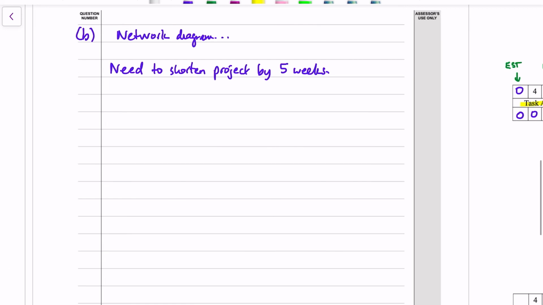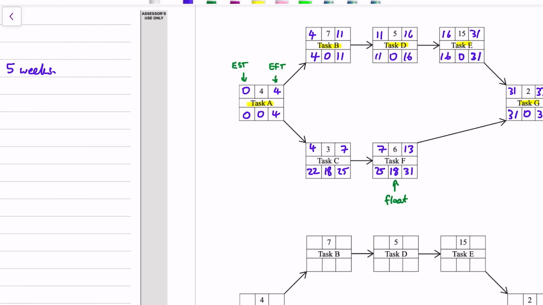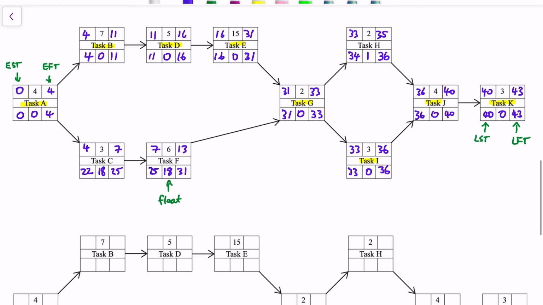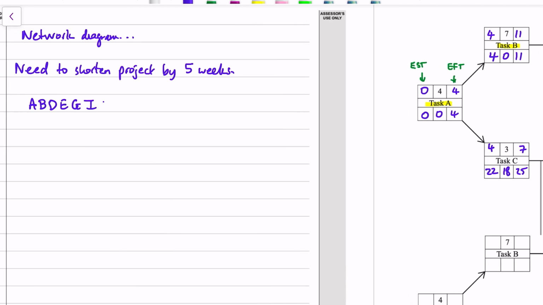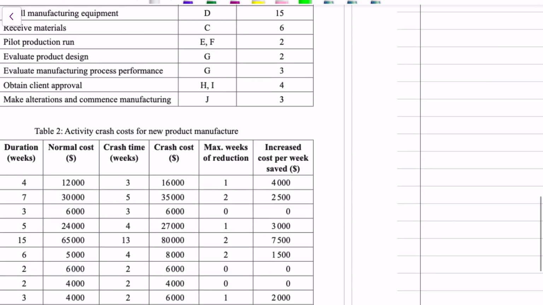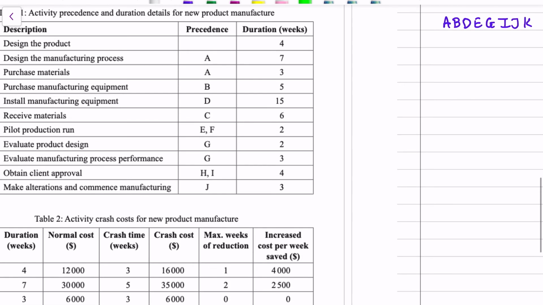Okay, so let's look at which ones we can crash: A, B, D, E, G. I, J, K is the current critical path. We've just got to be a little bit careful because there was task H up there which only had 1 week float. That one there might switch over, the critical path could jump into a different place. So, A, B, D, E, G, I, J, K.